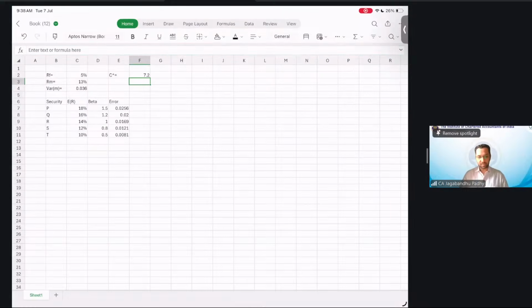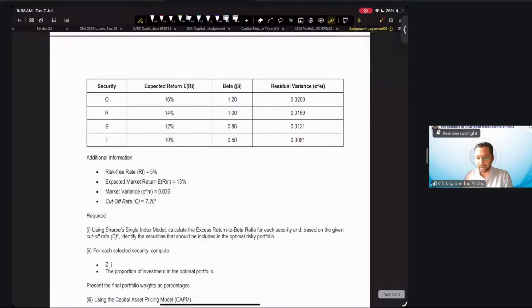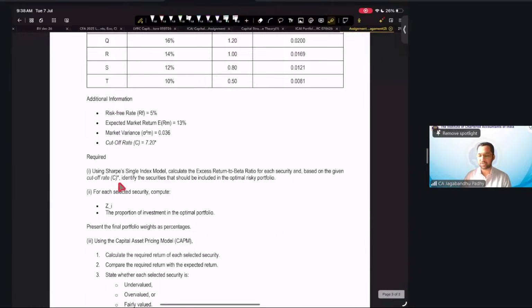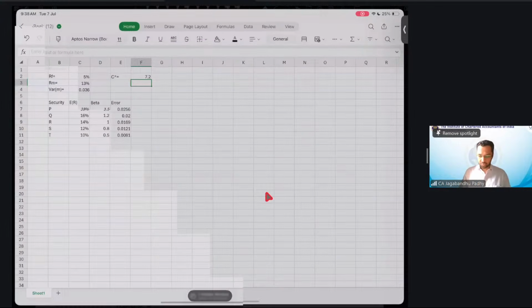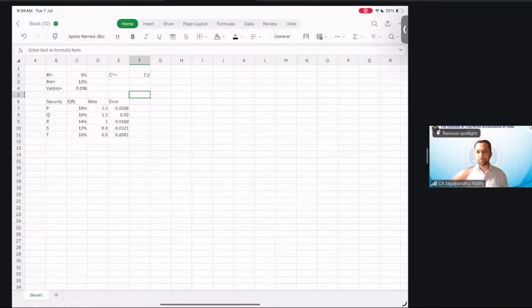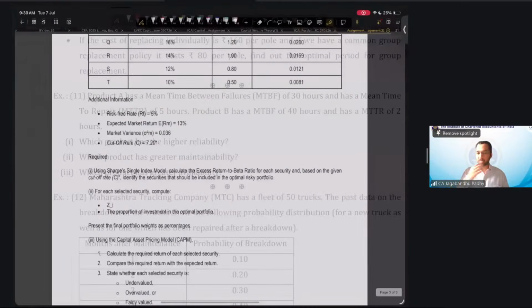Now, the first thing is, using the Sharpe single index model, calculate the excess return to beta ratio. So we need to first compute the excess return to beta ratio, and based on the given cutoff rate, identify the securities that will be included. So first we need to get the excess return to beta. So excess return to beta is simply going to be the expected return minus risk-free divided by beta.